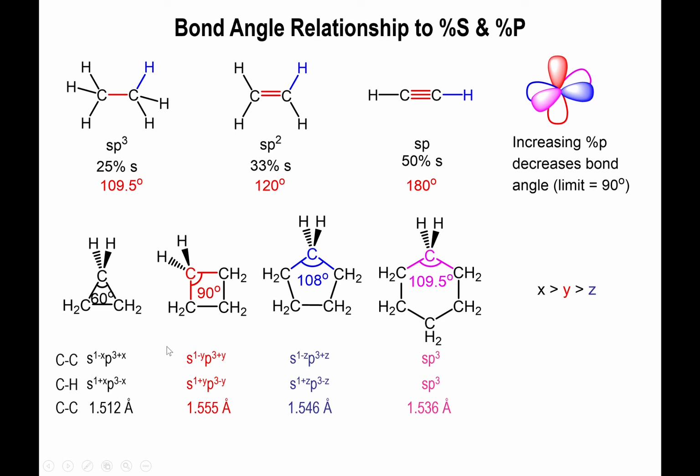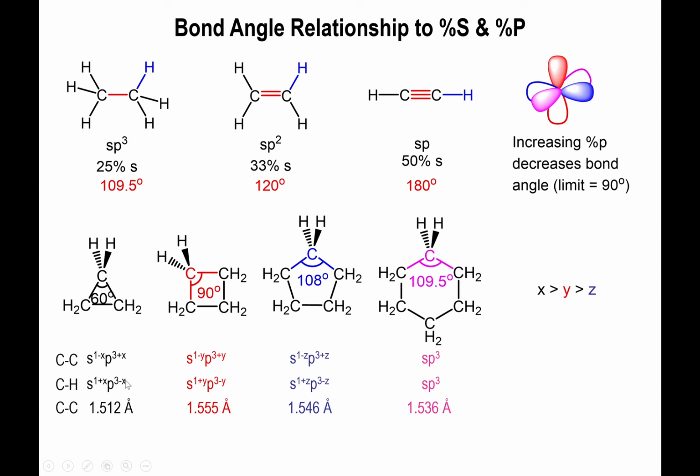So from left to right, the S content in the carbon-carbon bond is increasing. And so you should expect to see that the carbon-carbon bond lengths will decrease going from left to right. And if you start with a square structure, you see that that's exactly what's happening. You start with 1.555 angstroms and you go down to 1.536. That's a direct result of the fact that the carbon-carbon bond increases in amount of S content.